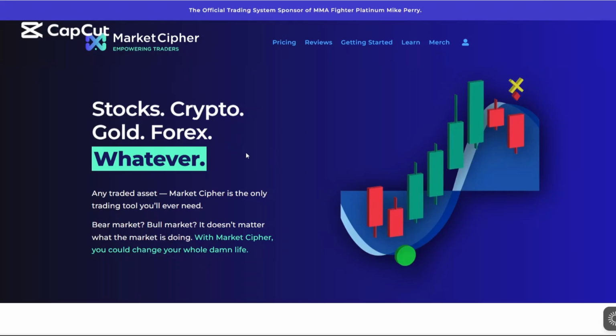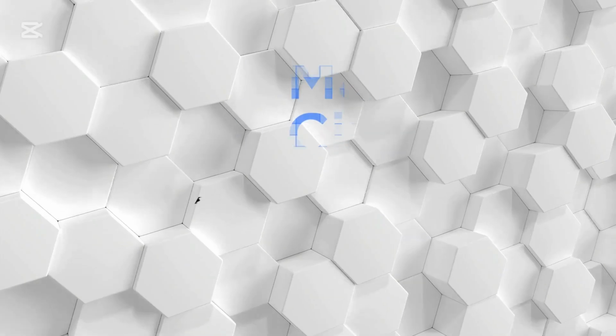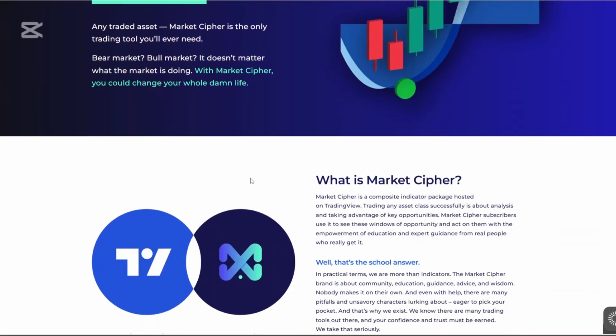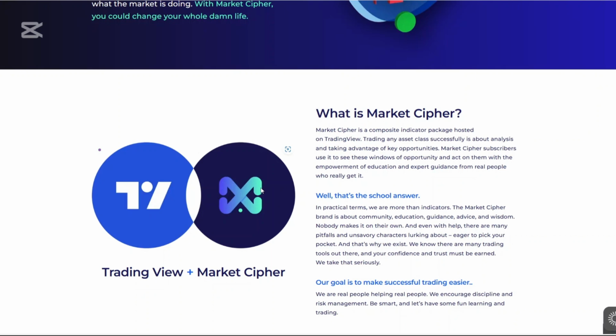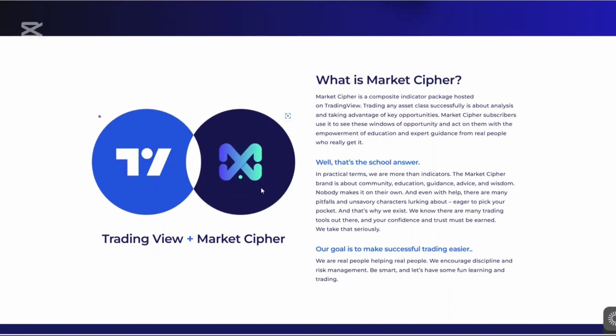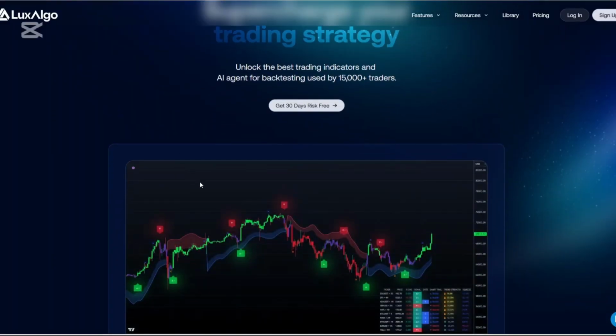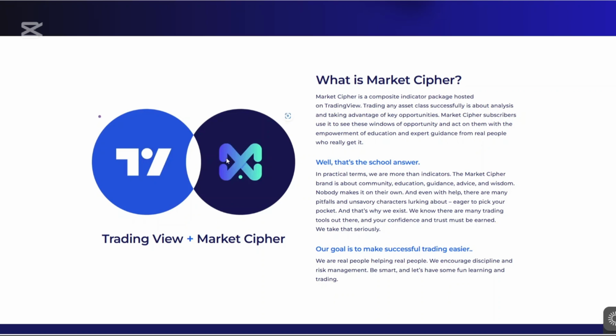Hi, today I'll be doing a detailed comparison of Market Cipher and LuxAlgo, two prominent TradingView indicator suites. Whether you're into crypto, forex or stocks, these tools promise to give you an edge. Let's explore which of these platforms is best for crypto and forex. We start with Market Cipher.